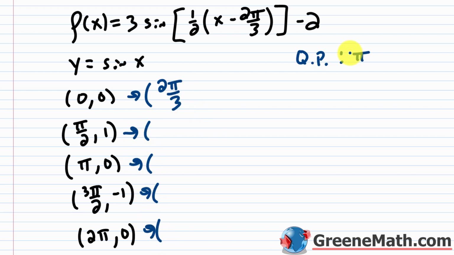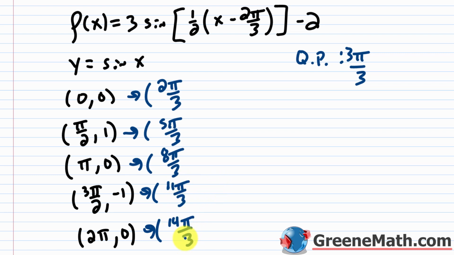So 2 pi over 3 plus, you could write this as 3 pi over 3. That's 5 pi over 3. Then you add 3 pi over 3 again. You're going to get 8 pi over 3. And actually, let me just make this a little bit smaller. So 8 pi over 3. And then I'm going to add 3 pi over 3 again. So that's going to be 11 pi over 3. Add 3 pi over 3 again. You're going to get 14 pi over 3.